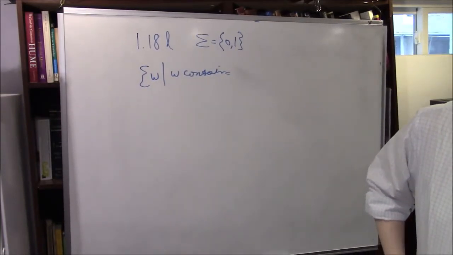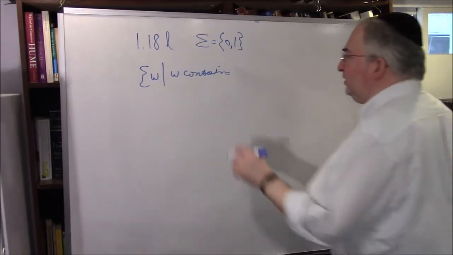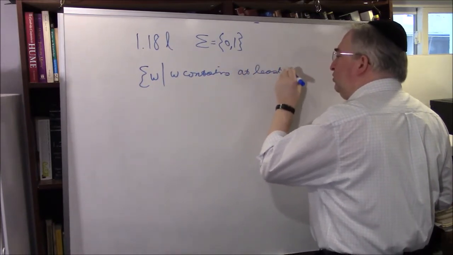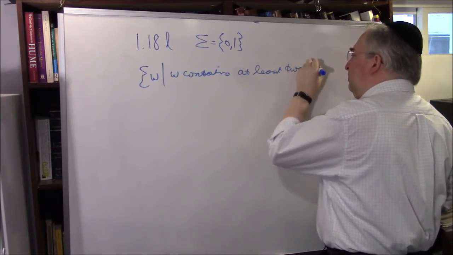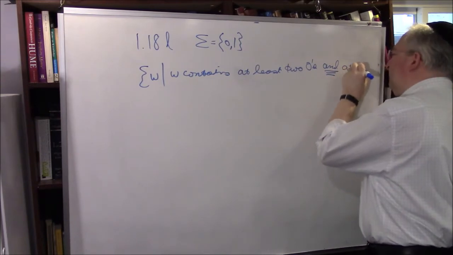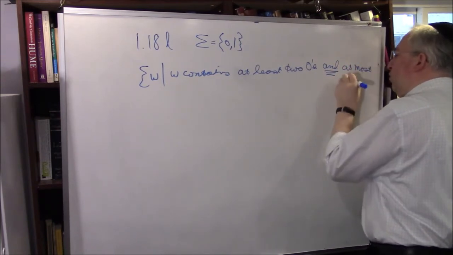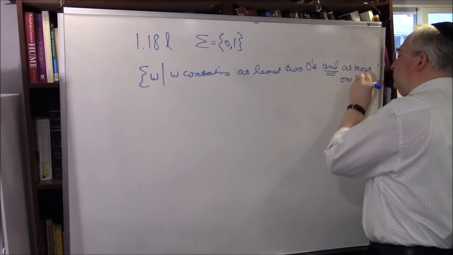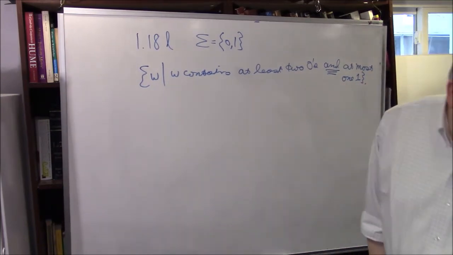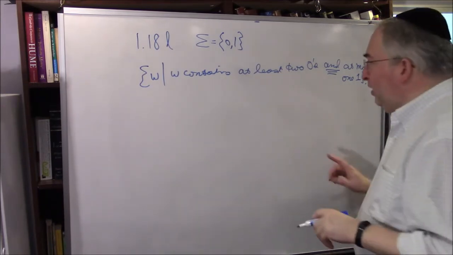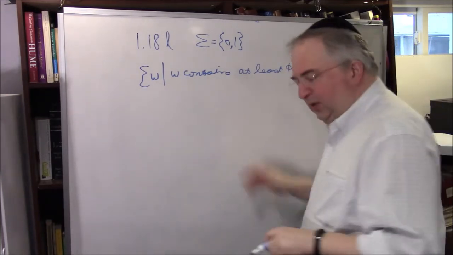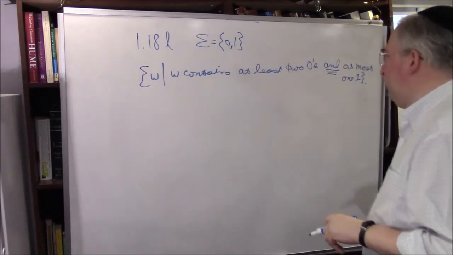W contains at least two zeros and at most one one. Okay, so the way to do this is the word "and". Now that's a little bit harder than "or", because we have an operation for "or", but we don't really have an operation for "and".